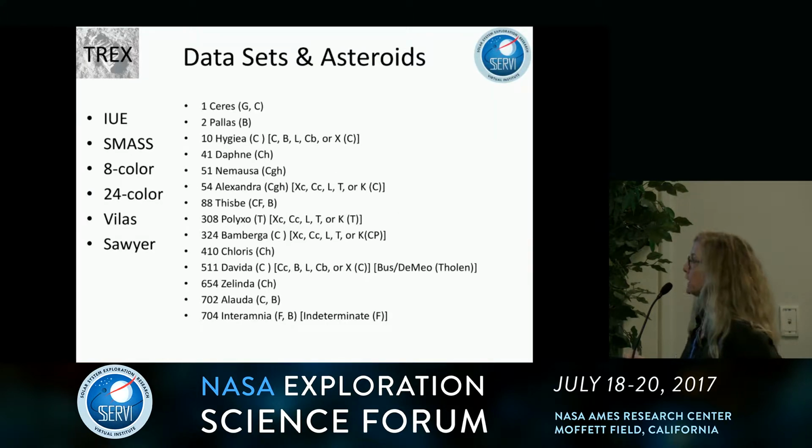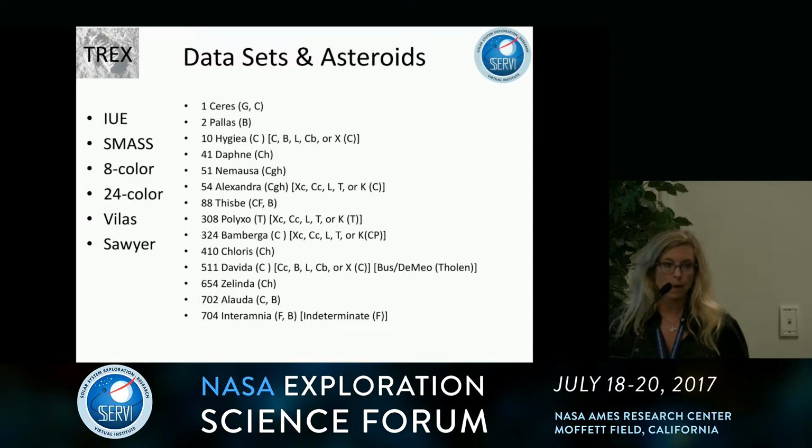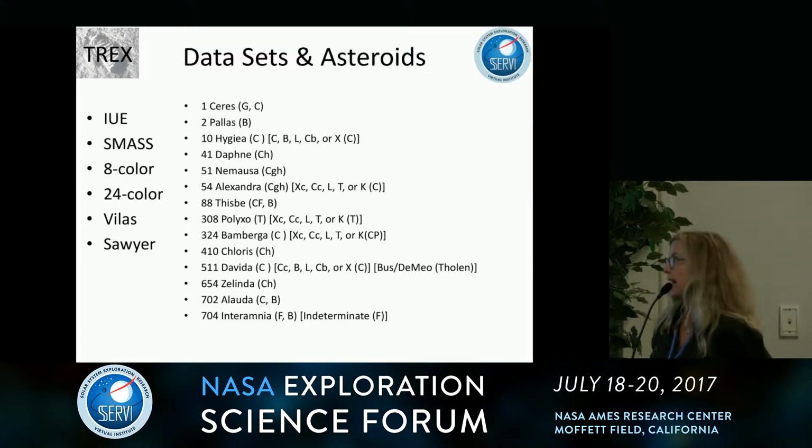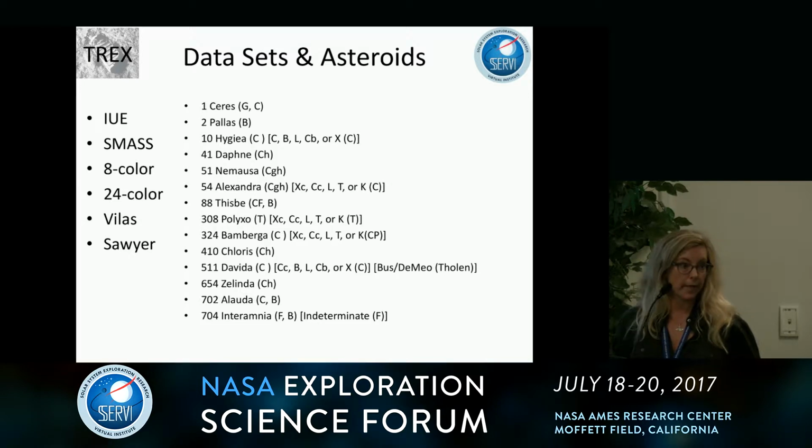Here are our data sets. These are all of the bodies that we're looking at. As I said, we're focusing on IUE, but we're making composite spectra by combining IUE data with SMAS, 8-color, 24-color, and spectra from the Vilas and Sawyer suites of observations. So it's not a huge database, but it's what we have to work with, and we can look for trends.